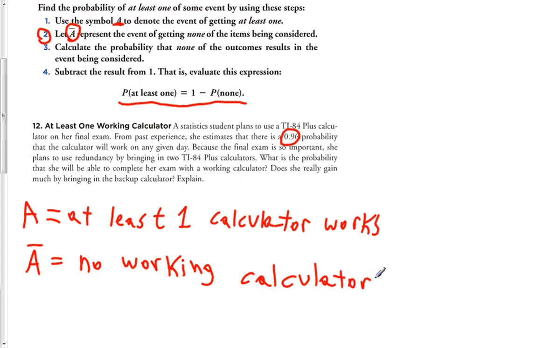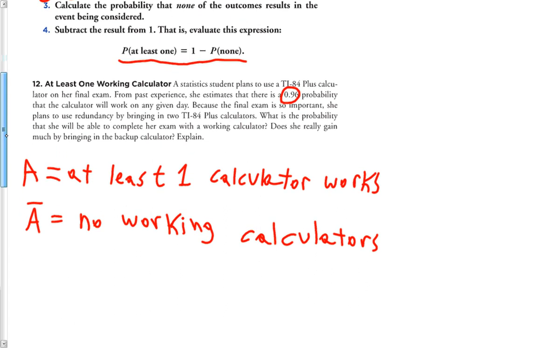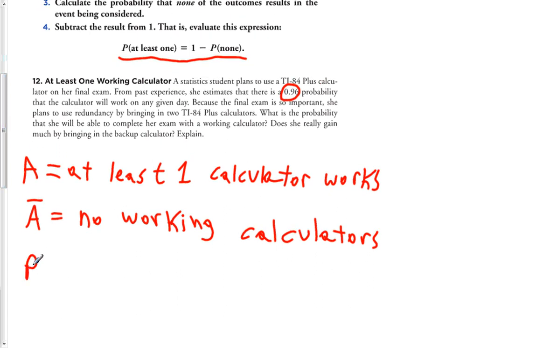Now the next step is to calculate the probability that none of the outcomes results in the event. So we're looking for the probability of A's complement. Since we're looking for none of the calculators to work, and there are two calculators, the probability that the first calculator does not work is 0.04, because the probability of it working is 0.96.